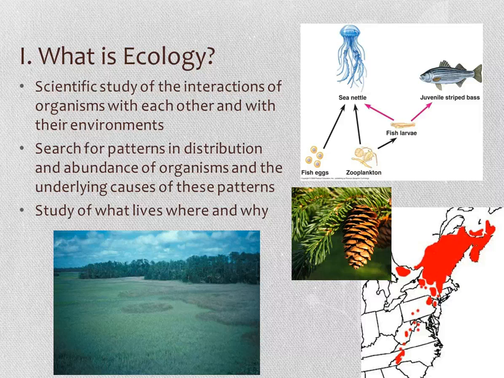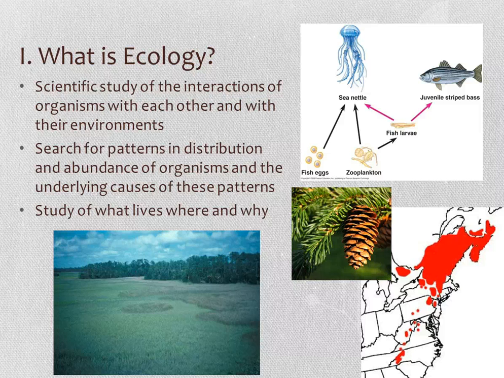A second aspect of ecology is that it's the search for patterns. Another truism in ecology is that organisms are not distributed randomly over the face of the earth. There are patterns. And that's one of the premises for this course. So you might say that ecology is a search for patterns in distribution and abundance of these organisms and the underlying causes of these patterns.